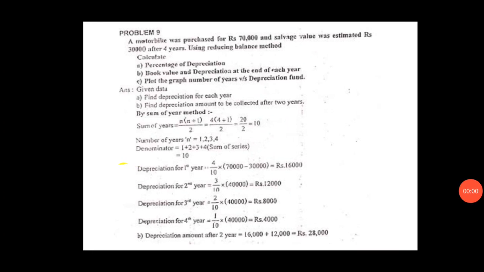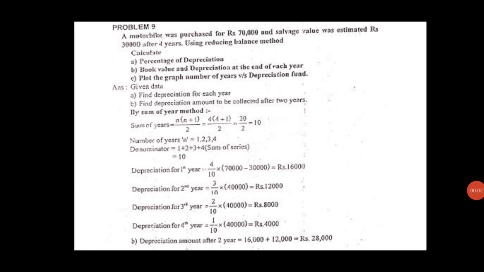So now we shall look at the third method of finding the depreciation, that is sum of the years digits method. Sum of the years digit method of depreciation. It is a very simple method. We will see this problem. Last problem only we will see.